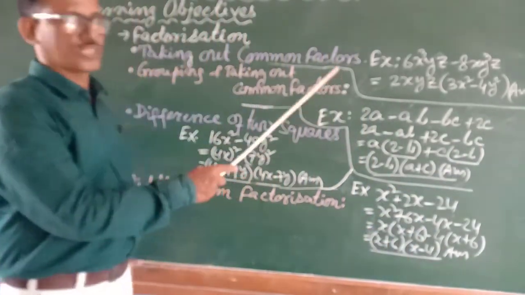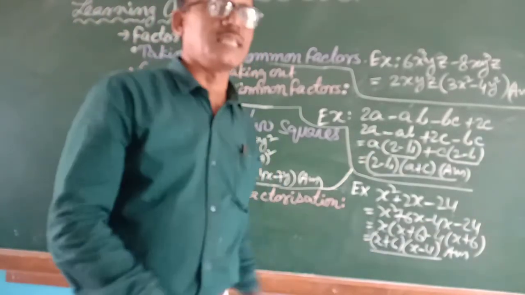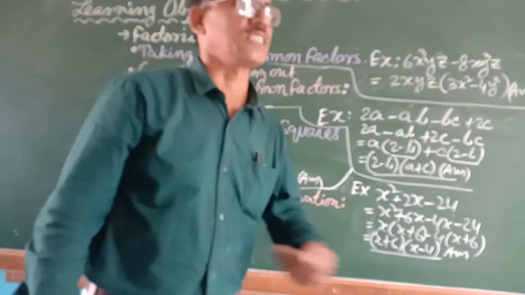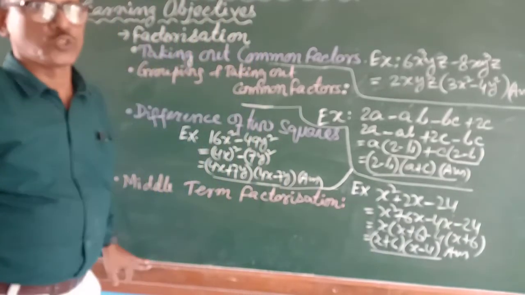That is one procedure. You need to take out the factors. As many terms as there are, you need to take out the common factors, and leave the remaining factors. Then that will be written as a product of these two.